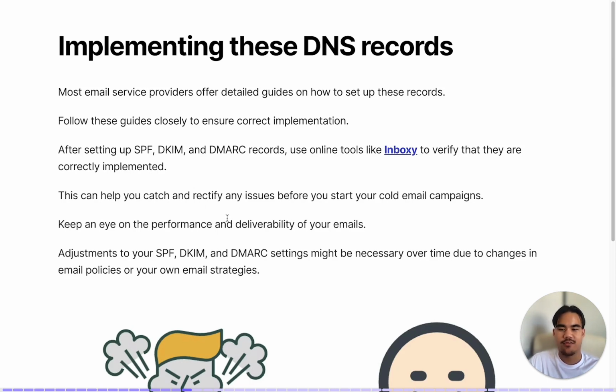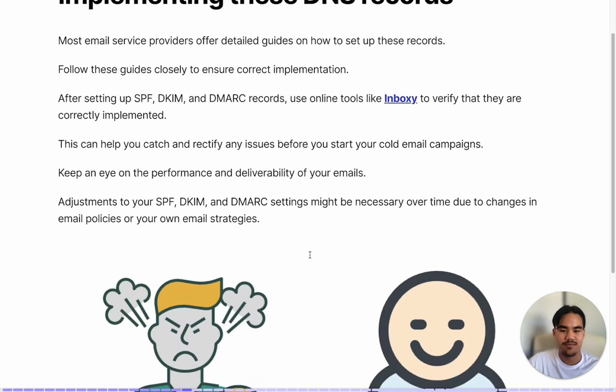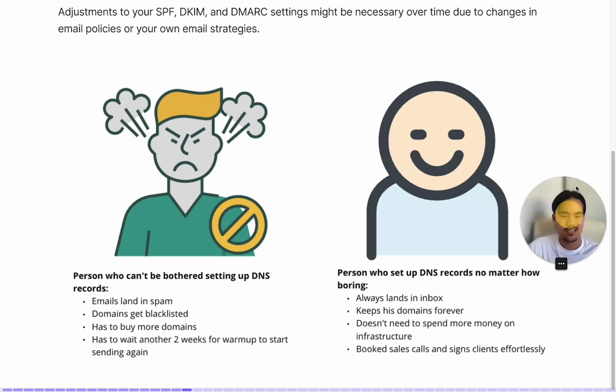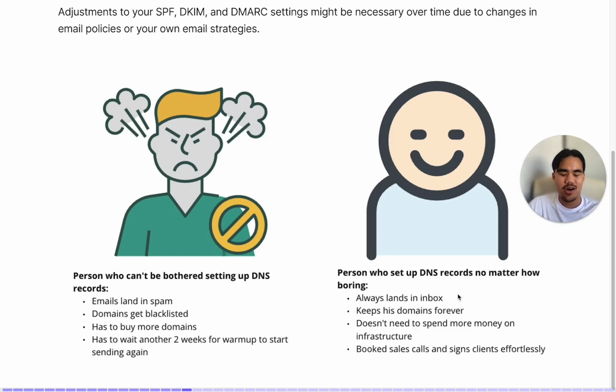So keep an eye out on the performance and deliverability of your emails. Make adjustments to the SPF, DKIM, and DMARC settings because they might be necessary adjustments over time due to changes in email policies or your own email strategies, depending on what you're doing. So yeah, here's a person who can't be bothered setting up DNS records. Email lands in spam, domain gets blacklisted, you have to buy more domains, and you have to wait another 2 weeks for warm-up. Whereas the person who sets up DNS records, no matter how boring they are, they always land in inbox, keep his domains forever, doesn't need to spend more money on infrastructure and booked sales calls, and signs clients effortlessly.